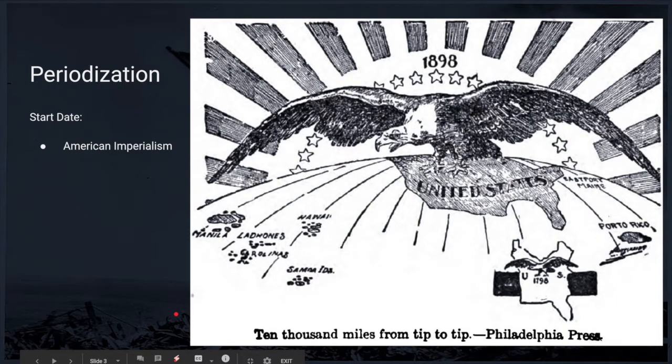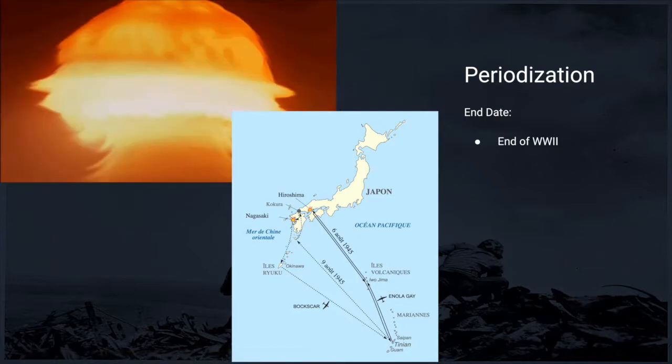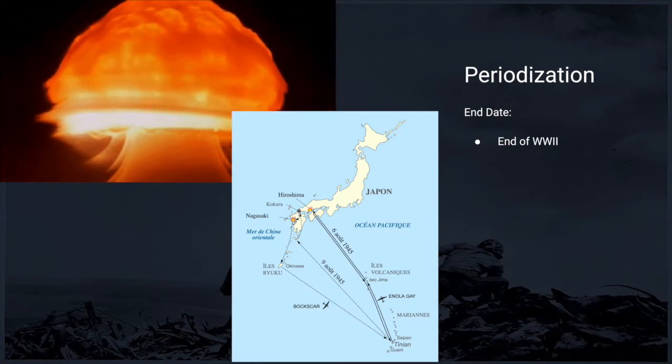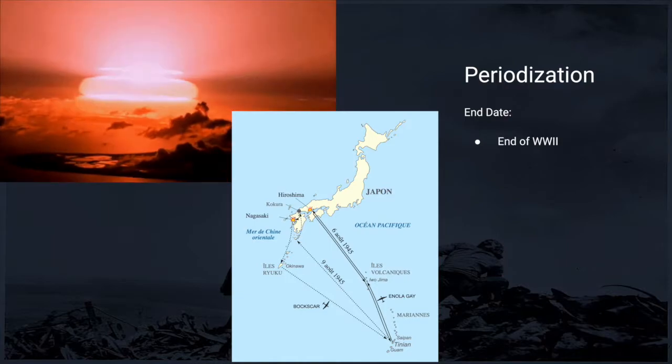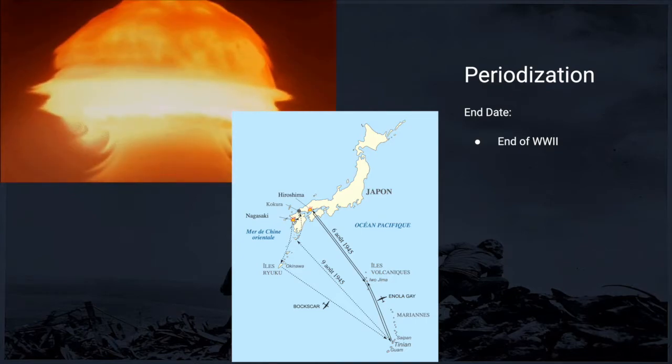As far as periodization goes, this unit is going to start with American imperialism in 1890. I covered that in the Unit 6 video, so I'm not going to go into super big detail about that, but know that it is also included in this unit. And this unit is going to end with the end of World War II, so that's as far as you need to know for this test in 2020. It ends with the dropping of the atomic bomb on Hiroshima and Nagasaki, so make sure you know that this is the end of Unit 7.